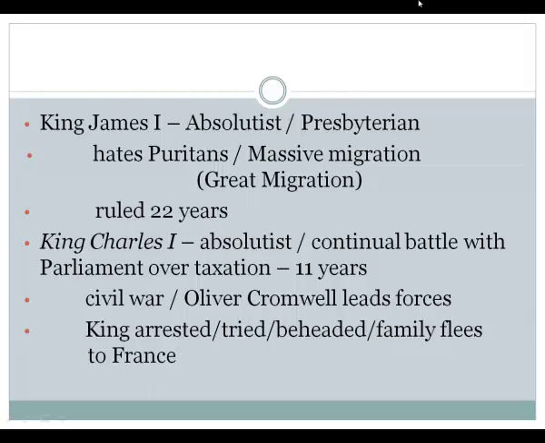And Charles is an absolutist, and he's even more of an absolutist than his father, and he's continually battling Parliament over taxation. He doesn't think Parliament or anybody has the right to tell him what to do. And for 11 years, they're locked in battle, and the king's doing things that are illegal. And finally, the people, the Puritans and the nobles, have had enough. So there's a civil war.